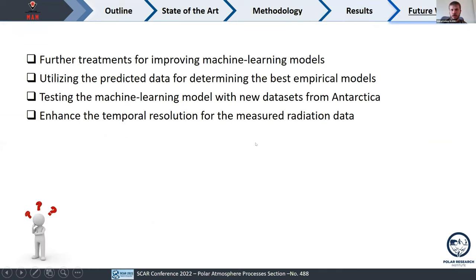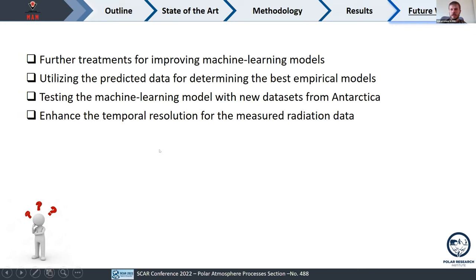So as future work, as I said, we still need to improve our models by comparing, tuning the parameters, and adding some additional algorithms. We will also try to use these predicted data to handle the empirical models. And we will test the models with the new data set from the field, whether it includes solar radiation or not, and try to use this data to produce new data sets.